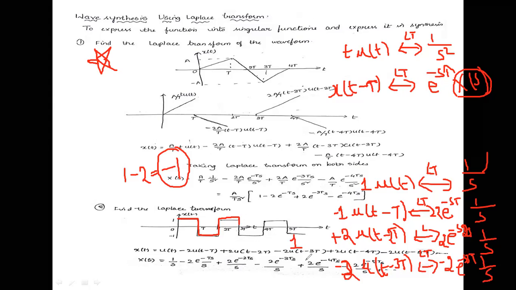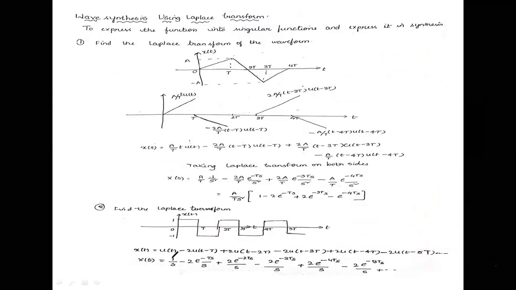After adding the minus 2 for the 1, we now have minus 1. Again, to get the positive 1, we add plus 2, plus 2 into mu of t minus 4T. After adding plus 2 to the minus 1, we get the 1. Again, to get the minus 1, we add the minus 2. So like that, alternately we get 1 by s, minus 2, plus 2, minus 2, plus 2, minus 2, and so on. Got it, my dear students?